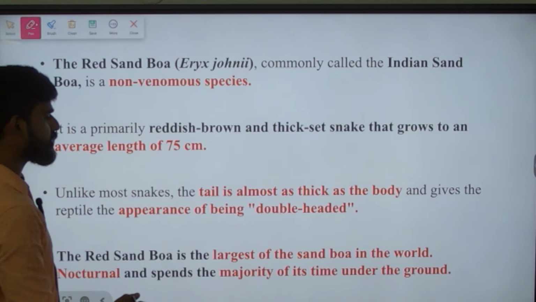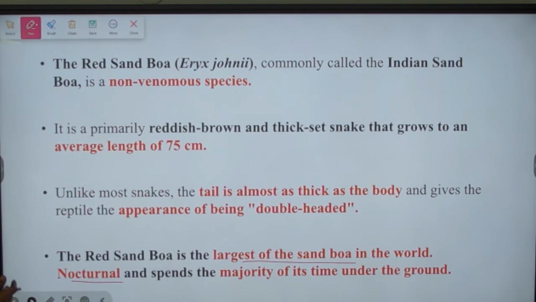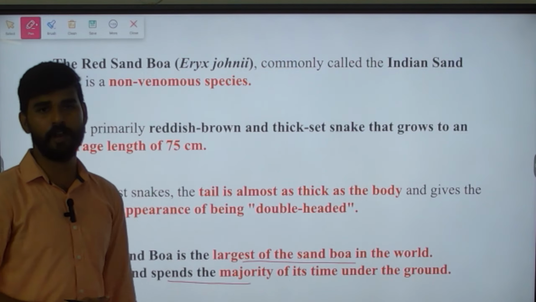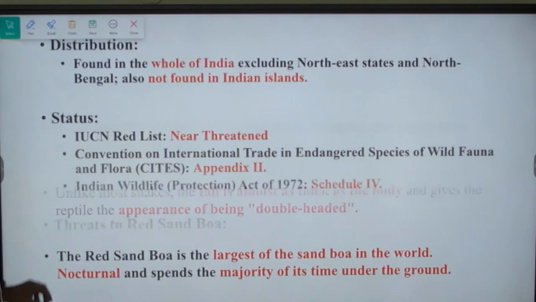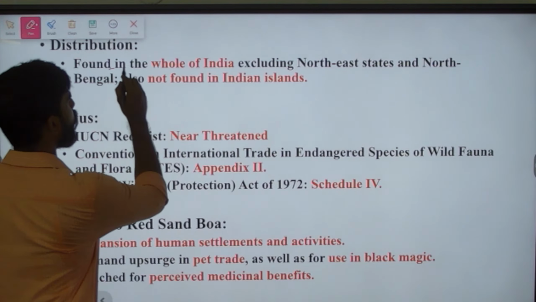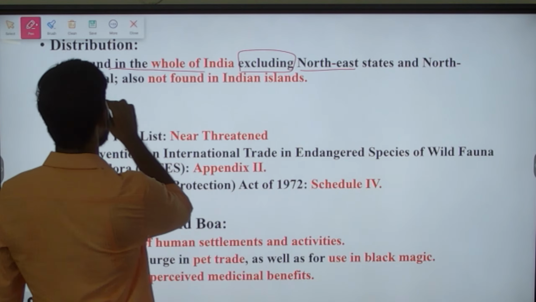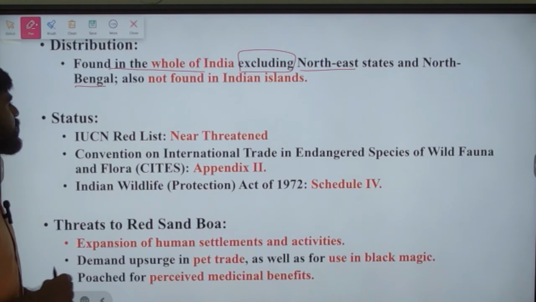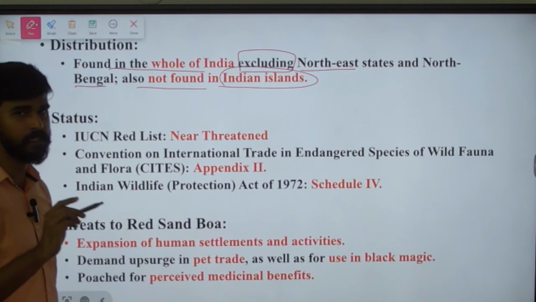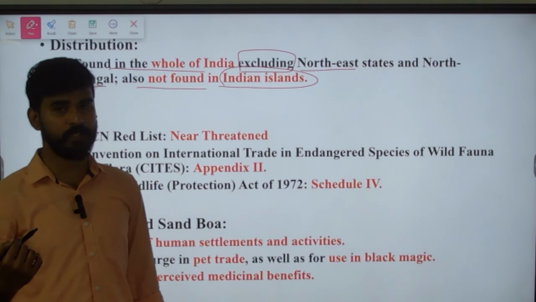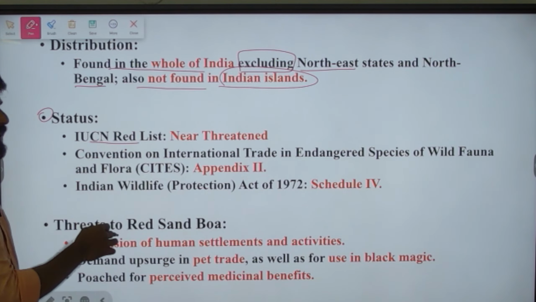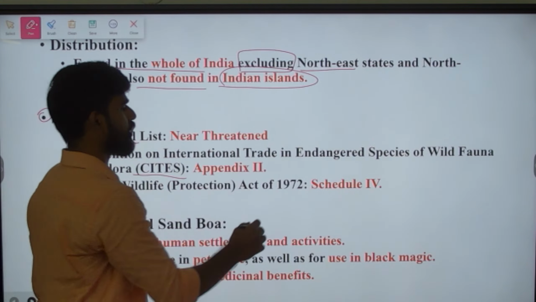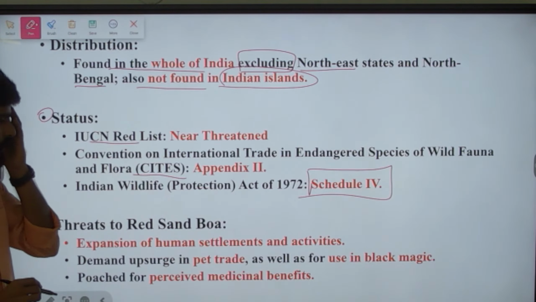Next, it is the largest of the sand boas in the world, and it is nocturnal in behavior, which means it will be active only after the sun sets. And it spends the maximum of its time underground. These points are important. Next, what is its distribution? It is found in the whole of India excluding the northeastern states and North Bengal. Except North Bengal and the northeastern states, everywhere else you can find this red sand boa. It is also not found in Indian islands, be it Andaman and Nicobar or Lakshadweep. Next, status. Its IUCN status is near threatened. Its CITES status is kept under Appendix 2, and under the Wildlife Protection Act of 1972, it is placed in Schedule 4. So these details are important from your exam point of view.